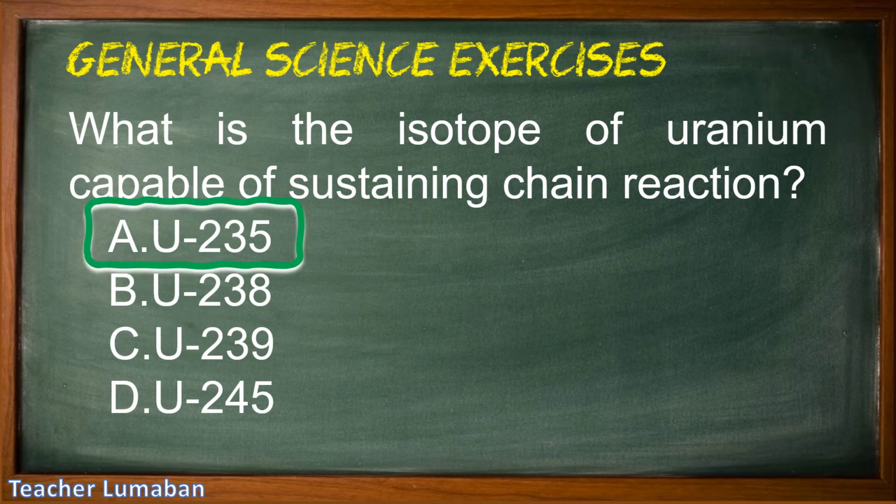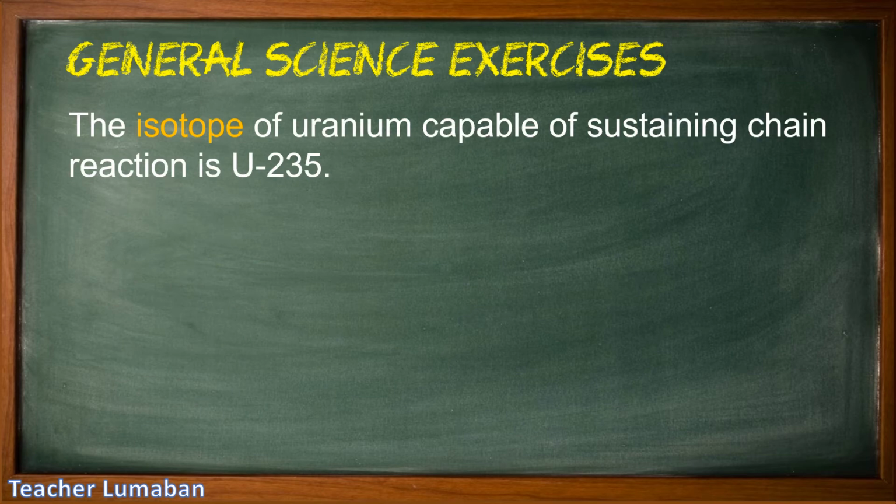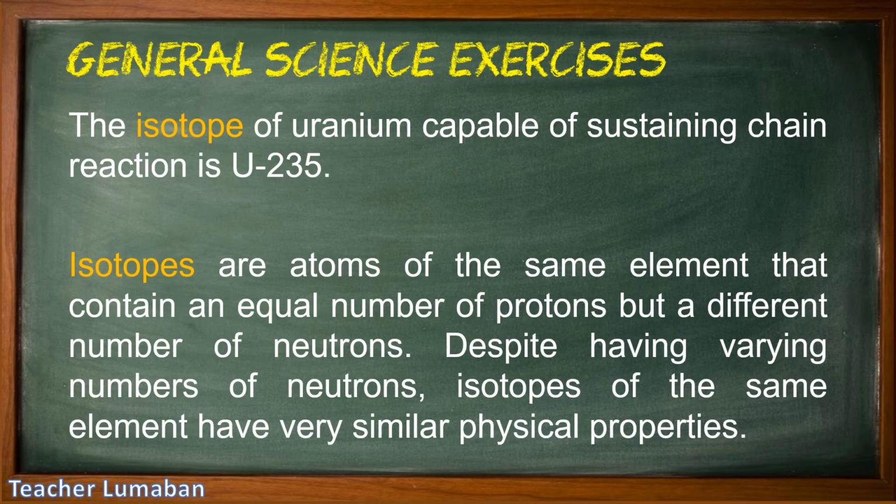The correct answer is letter A, U-235. The isotope of uranium capable of sustaining chain reaction is U-235. Isotopes are atoms of the same element that contain an equal number of protons but a different number of neutrons. Despite having varying numbers of neutrons, isotopes of the same element have very similar physical properties.